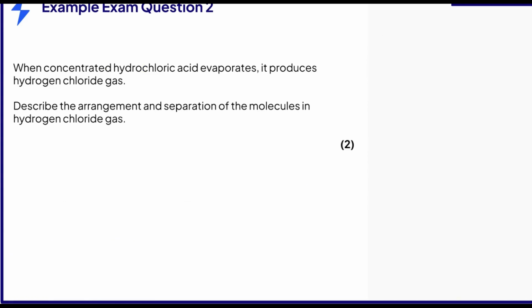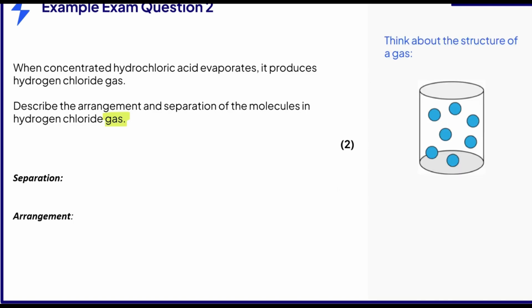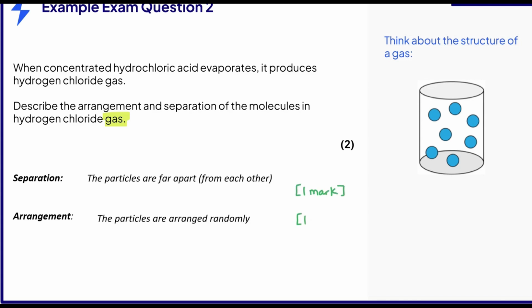This question is extremely similar to the one we've just looked at, but is asking you to describe the arrangement and separation of the molecules in hydrogen chloride gas. This question is 2 marks, so again, it will be 1 mark for describing the separation of the particles and another for describing the arrangement. The structure of a gas is shown here. As we can see, the particles are far apart from each other, which addresses the separation element of this question for 1 mark, and they are arranged randomly, which scores the 2nd mark. You would also score the 2nd mark for saying that the particles are not in fixed positions or they are not in fixed arrangement.